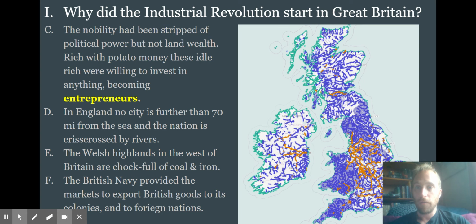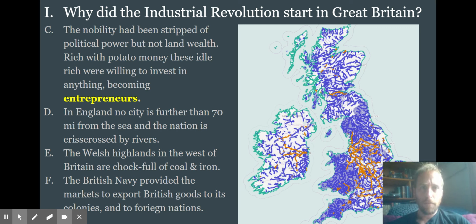Those in the nobility, if you remember from the last unit, have been stripped of their political power. So there's a bunch of rich people with a lot of land growing potatoes and making a bunch of money with nothing to do. And these idle rich people invest their money into new inventions, willing to take a risk because they have nothing to lose, and they start becoming entrepreneurs, or new business owners and new factory owners.